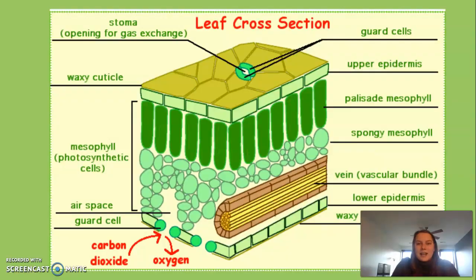So let's look back at the diagram, and you can see that the waxy cuticle is this greenish yellow color that's on top of the upper epidermis and then underneath the lower epidermis. So again, we have the butter, which is the waxy cuticle, then we have the bread, which is the epidermis, and now let's get into what's in the middle of everything.